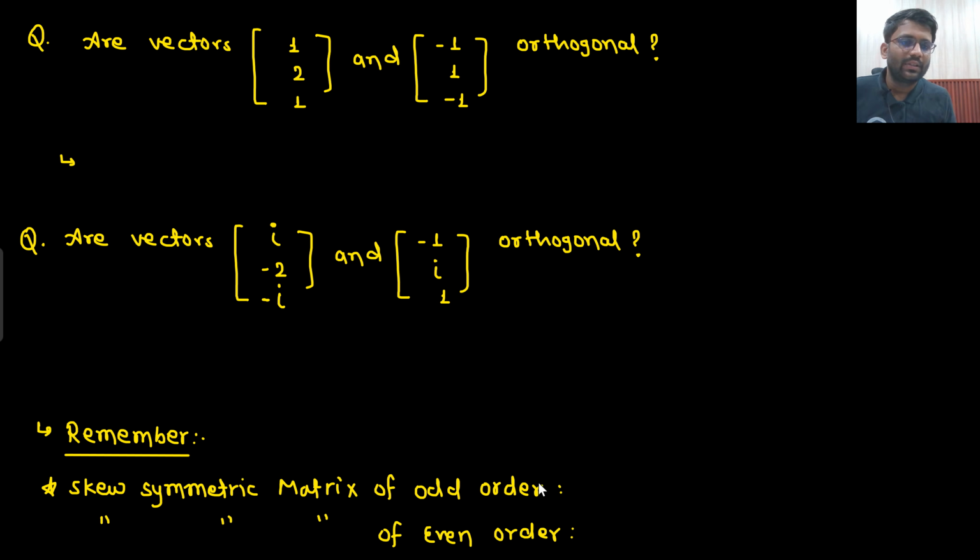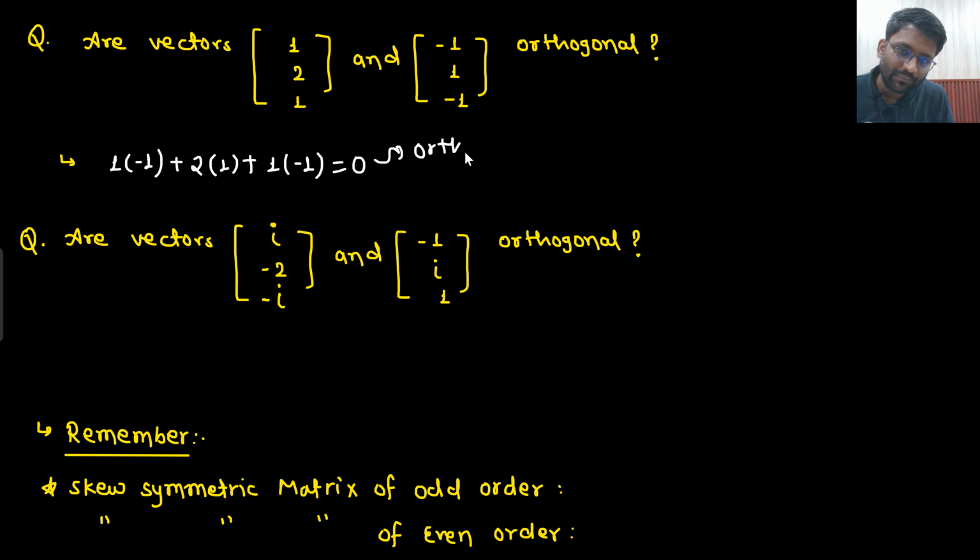So are they orthogonal to each other? How will you check? Sir, 1 multiply with minus 1. This I have already told in one of the basic videos. I have already told how to check the orthogonality. 1 multiply with minus 1, 2 multiply with 1 plus 1 multiply with minus 1. So what is the answer you are getting? 0. That means yes, orthogonal. They are orthogonal to each other for sure.